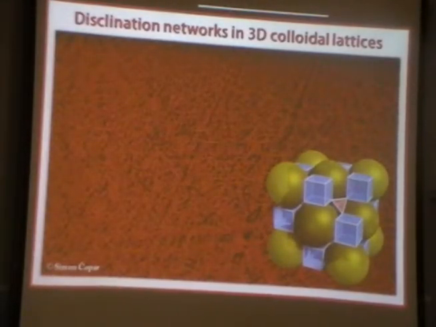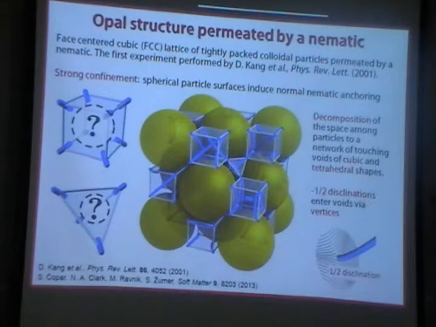Okay, then these ideas were extended also to three dimensions, just in simulations or in theory. So the question was, what happens if you put more layers of these spheres? What you get is a kind of opal structure, which is permeated by a magnetic liquid crystal. And if you focus on the FCC lattice of these packed spheres, which was studied also experimentally more than 10 years ago, of course we are again dealing with strong confinement and homeotropic anchoring on the surface of the spheres.